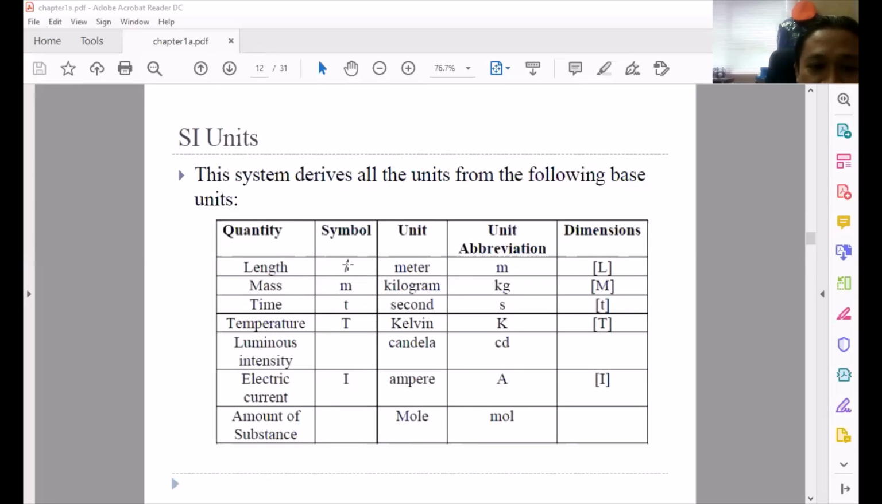This is the symbol for length, the symbol for mass, time, and so on. From these base units we can derive others. For example, velocity: how to calculate velocity? Velocity is length divided by time, so we got the velocity. That means we derive it from the base units. From these base units, we can derive other units, for example acceleration, and so on.